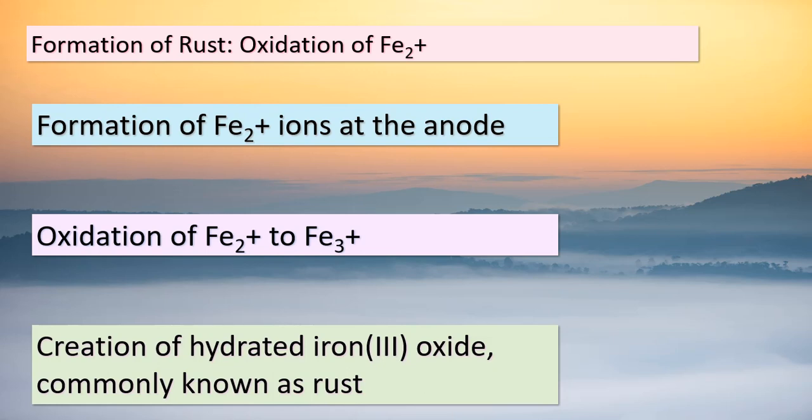This leads us to a familiar term, rust. Yes, you heard it right. The hydrated iron oxide, known as rust, is a product of this reaction. Just imagine the changes happening on a microscopic level that result in this visible transformation. Isn't chemistry fascinating? Let's proceed to our next intriguing concept.